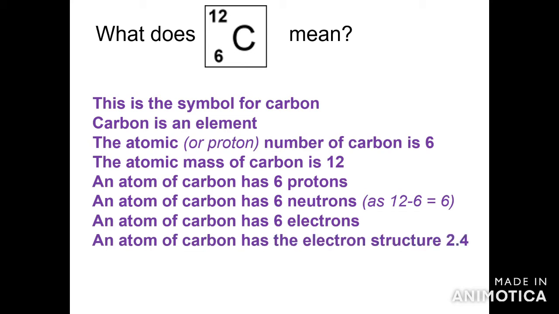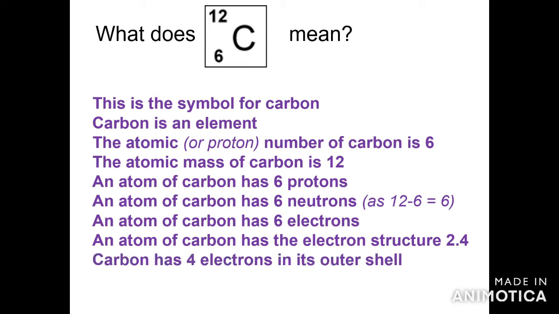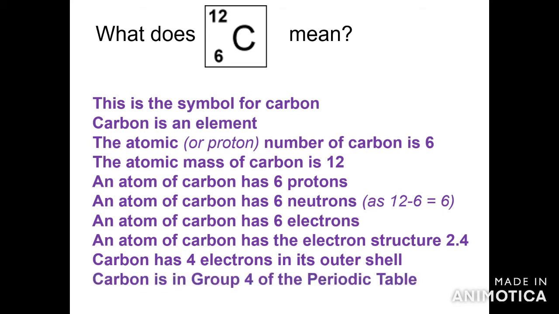And how are those electrons arranged? Well, they're arranged in this electronic structure, 2.4. 2 in the first shell, 4 in the outer shell, in this case, the second shell. And therefore, we can tell that this must be in group 4 of the periodic table. And maybe you also recognize, because it's got 2 shells with some electrons in, it is also in period 2 of the periodic table. So well done if you wrote down that information.